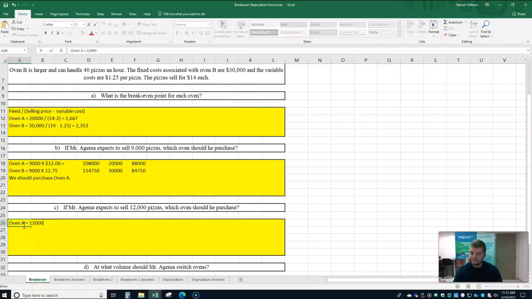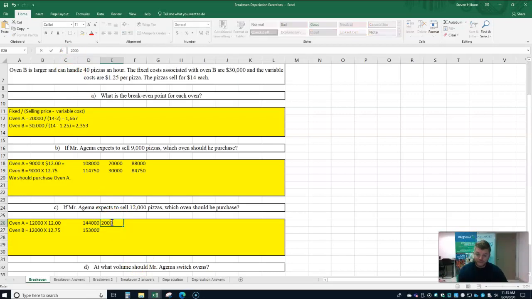12,000 pizzas times $12, and oven B, 12,000 pizzas times $12.75. So we do a little bit of math again. 12,000 times 12, and 12,000 times 12.75. And basically what we're looking for here is how much money are we making. Now the difference between the two ovens is $10,000. So that's that magic number.